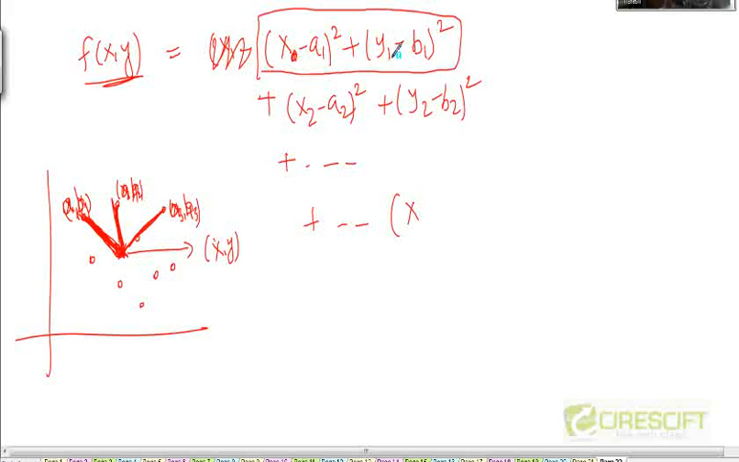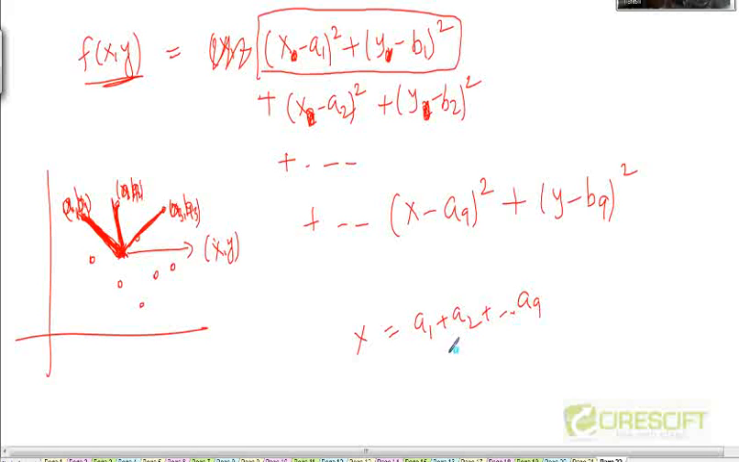Sorry, this is x and y. X1 comma y1. This is just x and y. X minus a9 squared plus y minus b9 squared. So what will be the values of x and y that minimize this function? Sir, at x equal to a1 plus a2 plus up till a9 divided by 9, and y equal to b1 plus b2 up till b9 divided by 9, or like the means of ai and bi.